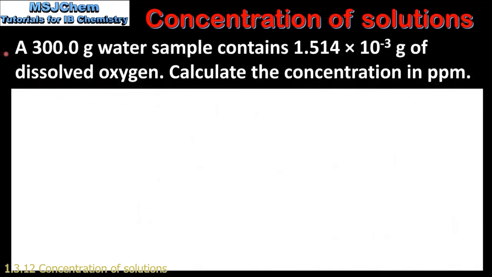In the last example, we'll calculate concentration in ppm, which is parts per million. A 300 gram water sample contains 1.514 times 10 to the negative 3 grams of dissolved oxygen.